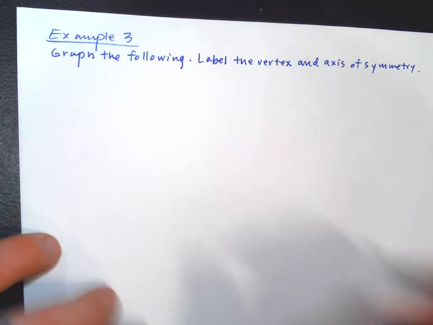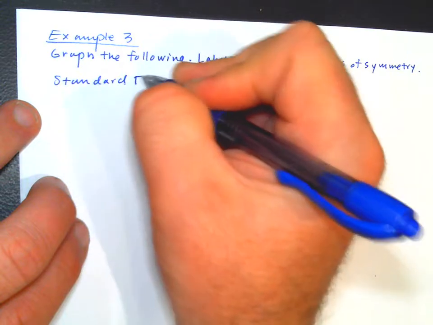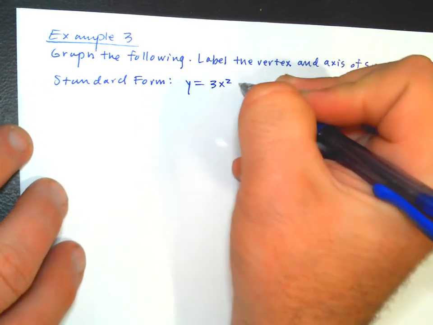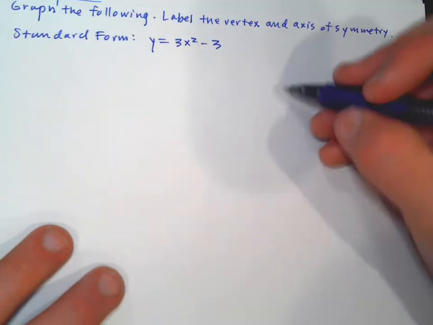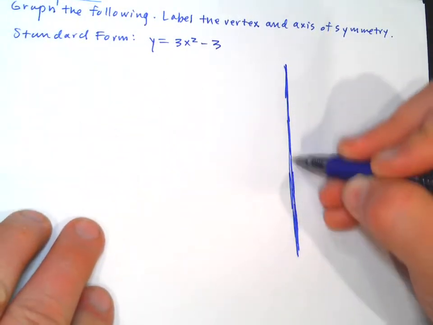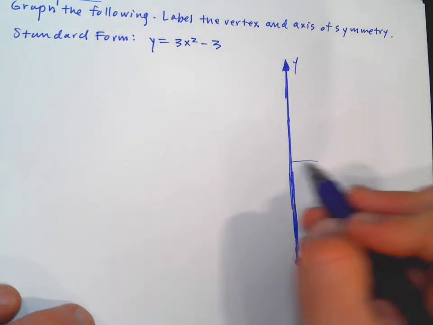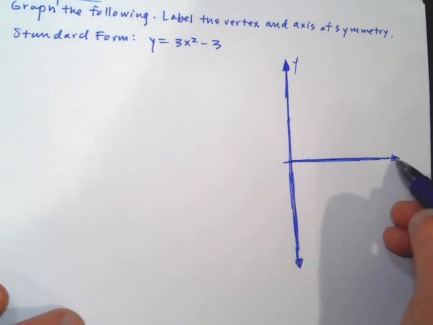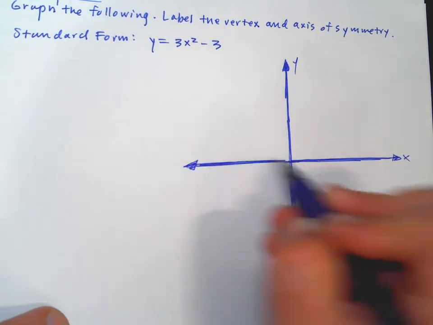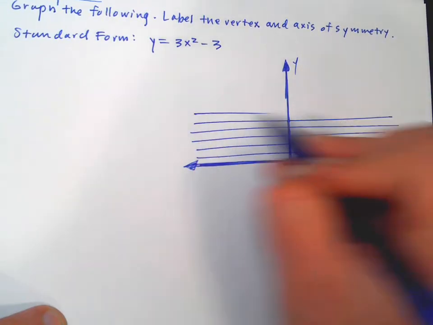Okay. The standard form, we are going to do something a little different on this one at some point. Standard form is y equals 3x squared minus 3. I'm going to set up my graph real quick. I really recommend graph paper. 3, 6.